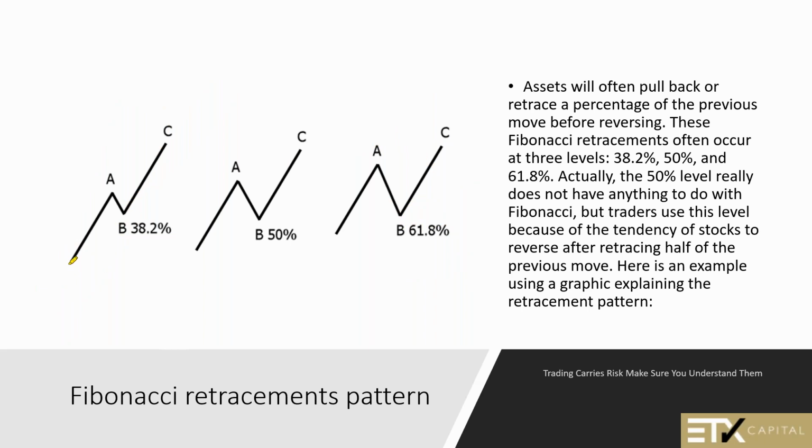So in other words, if an asset had pushed up and now moved into a downward move, it could retreat to the 38.2 level. It could retreat to the 50% level, or it could retreat as far as the 61.8 level. So these are three levels that we're looking at. But you're saying, well, what is this level? How does it apply to me?